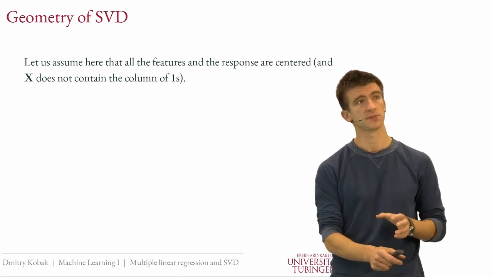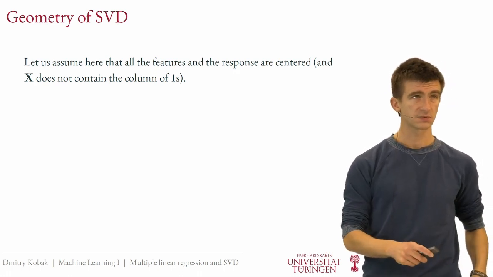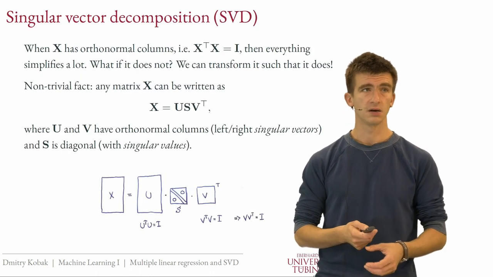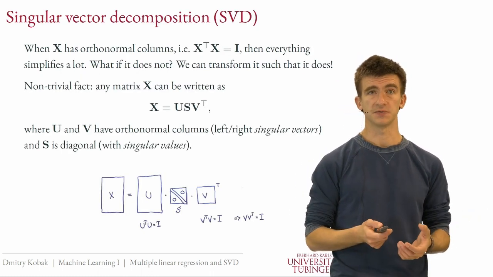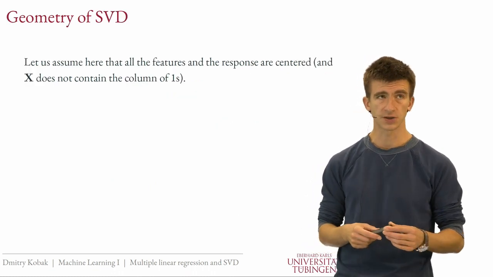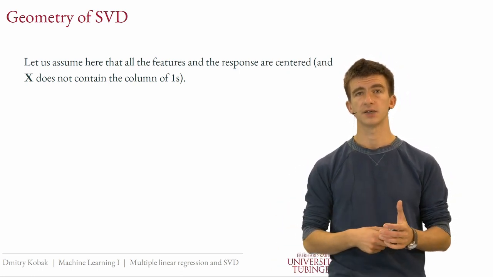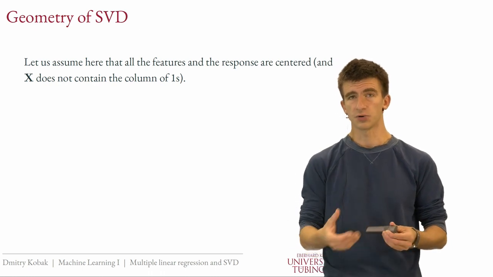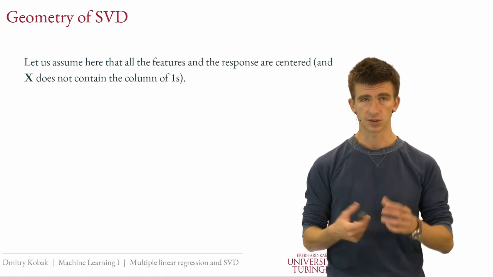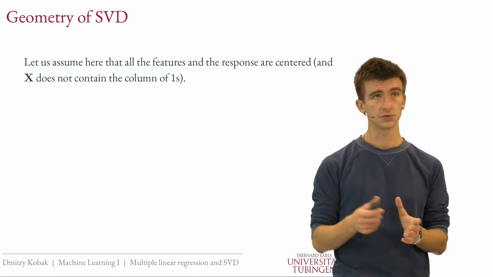Okay, before I show you how it will help with writing down the linear equation problems, I want to give you a little bit of geometric intuition behind this X equals USV^T decomposition. So let's assume that all features and the response are centered. Remember, 10 minutes ago, we talked that we can center everything, and this doesn't really change the problem, only affects the intercept value, but can simplify things conceptually. So on this slide, we assume that we did it. So all features are centered.